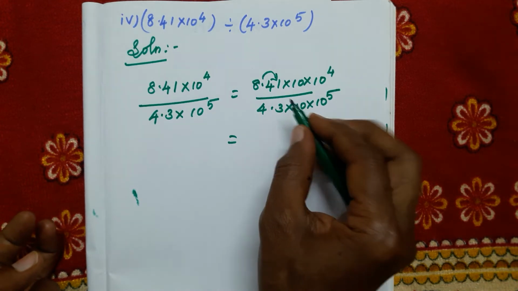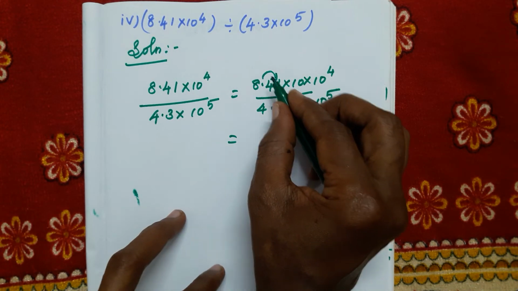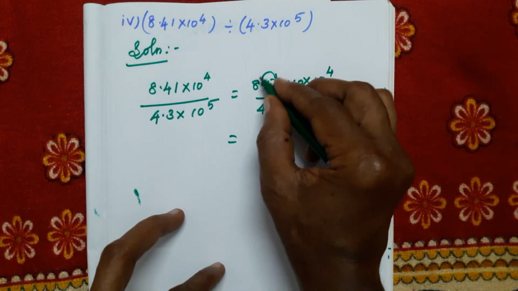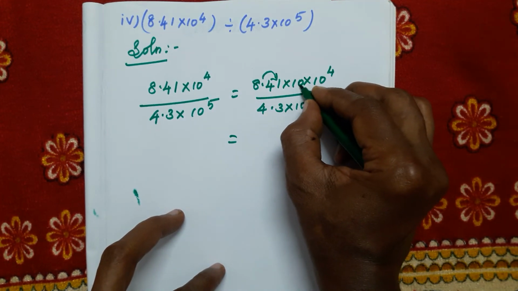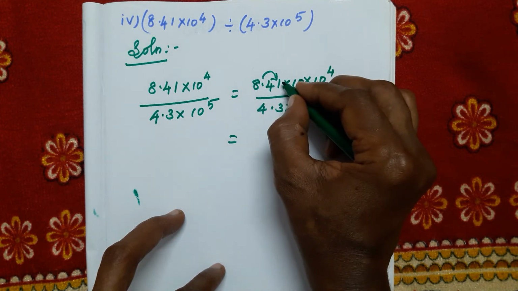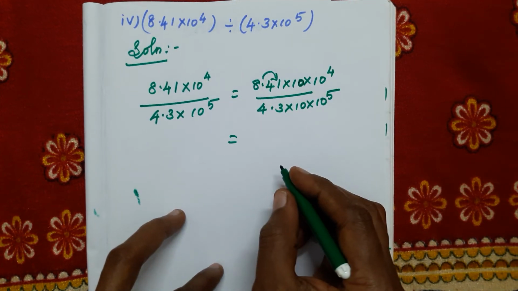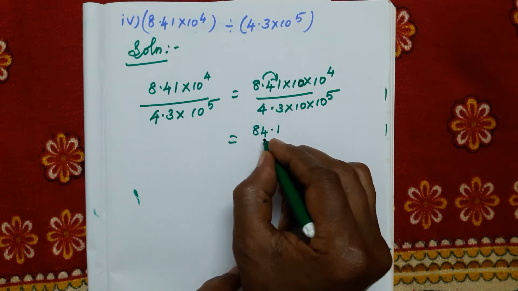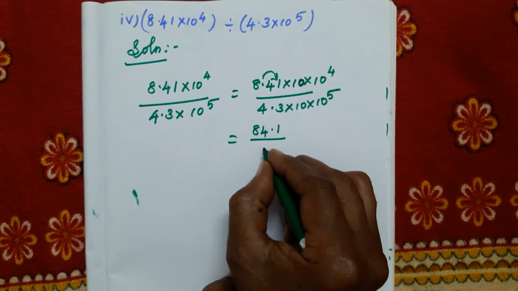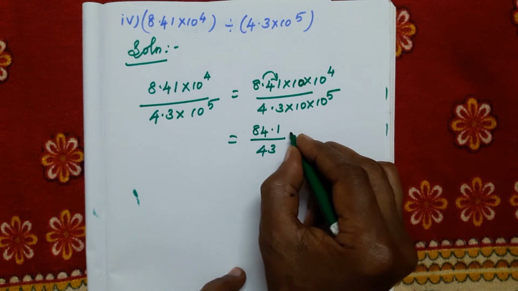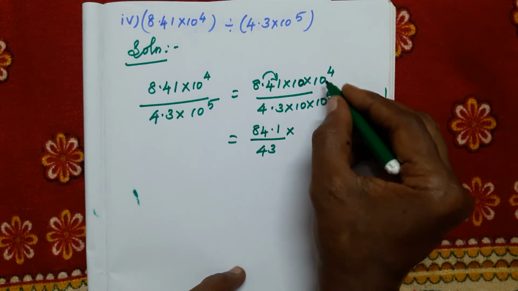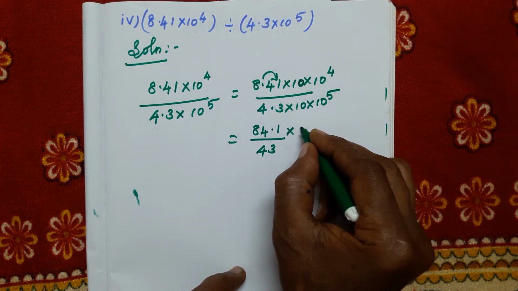So if we move the decimal point 1 digit right, we want to write 10 power minus 1. But 1 digit right, here 10 is there, means multiply with 10, so we want to move the decimal point 1 digit right. So 84.1 divided by 4.3 into 10, that is 43, and next this number, how do we want to write it? 10 power 4.